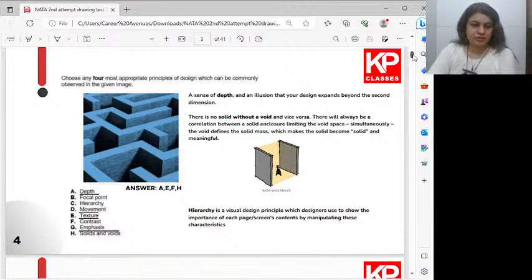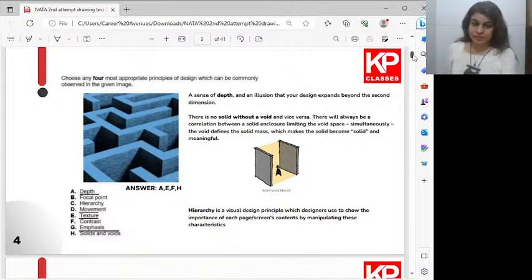So the options are, the first one is depth, then we have texture, okay, we have contrast and solids and void, right? So I have explained it because a lot of students ask what is solids and voids. This is something in terms of architecture. Okay, this principle is in terms of architecture, which is like there is no solid without a void, and vice versa. There will always be a correlation between a solid enclosure limiting the void space.